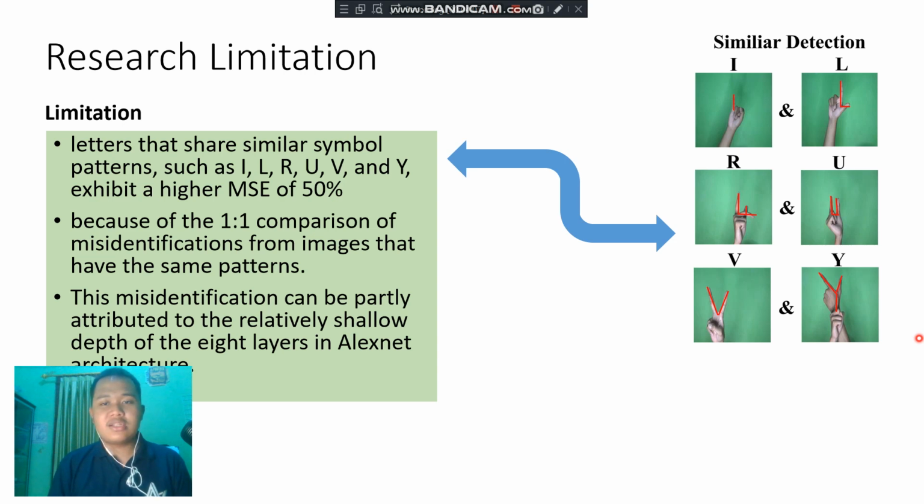Research limitation. As we know, this research started from scratch and is not yet perfected. Letters that share similar symbol patterns, such as I, L, R, U, V, and Y, exhibit a higher MSE of 50% due to one-for-one misidentification from images that have the same pattern. Look at here. When the hand sign is E or L, if I move my hand a little bit, the camera cannot detect my thumb, so it will set E. The surroundings can also cause it to read as E. So the pattern in here is an error or limitation. When I set R, it can be U because there are not many differences between the two.